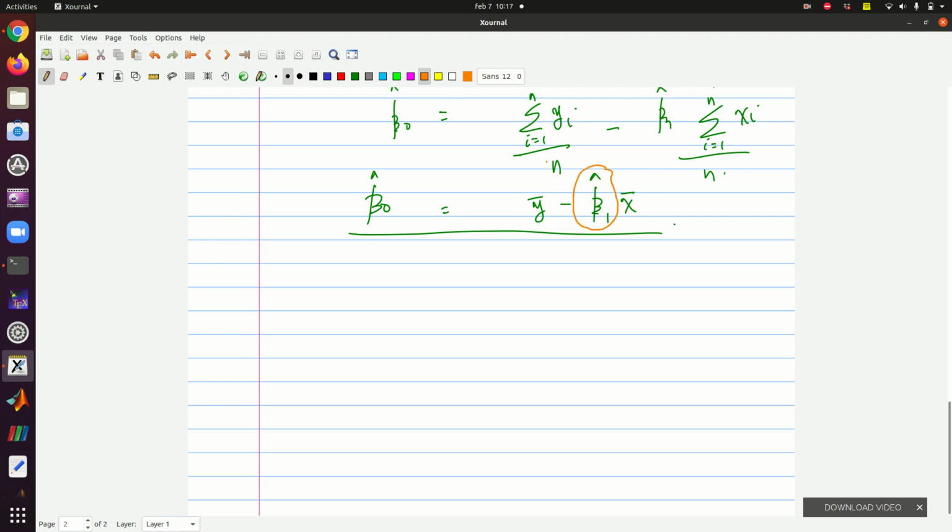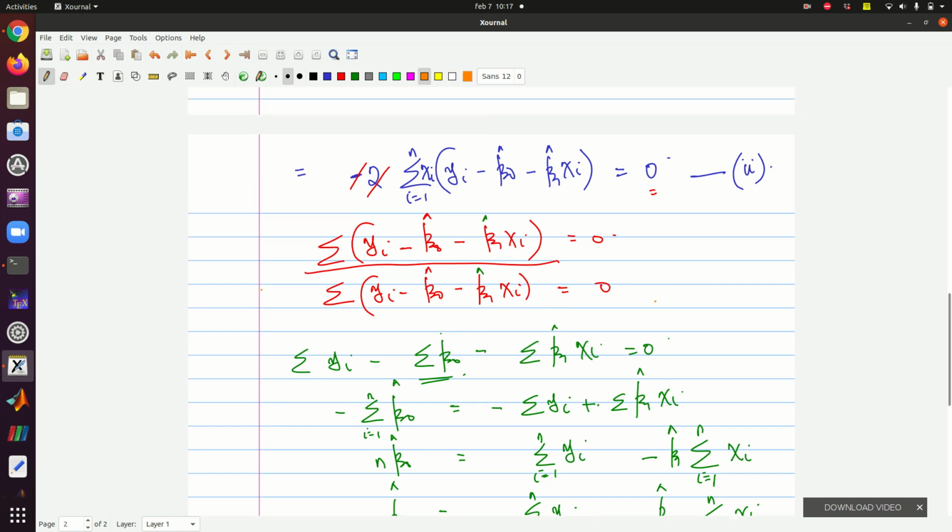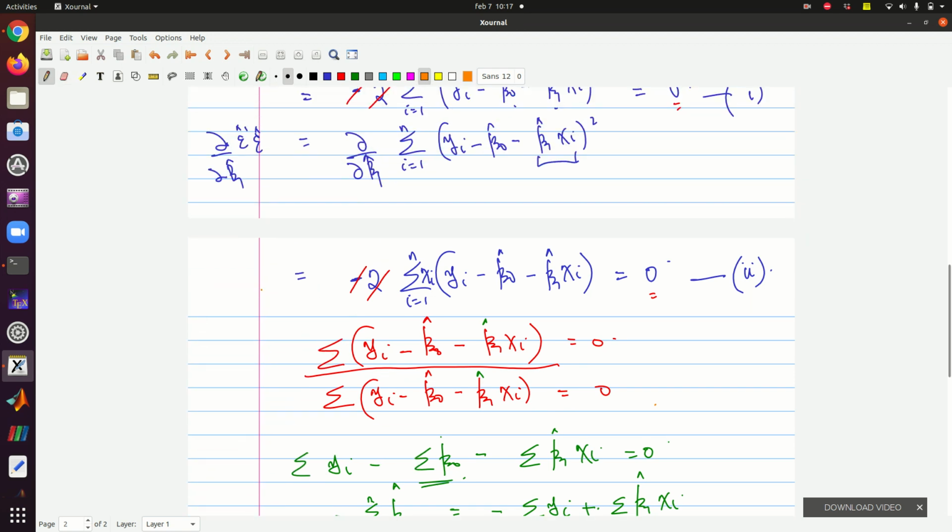Still, it's not helping us that much, because we still have beta 1 in our expression. But then we can come to the second equation, and we just work it out the same way we have worked this one. So which one was the second equation? Yes, this is the second equation here. Where's the second equation? Yes, this one here.